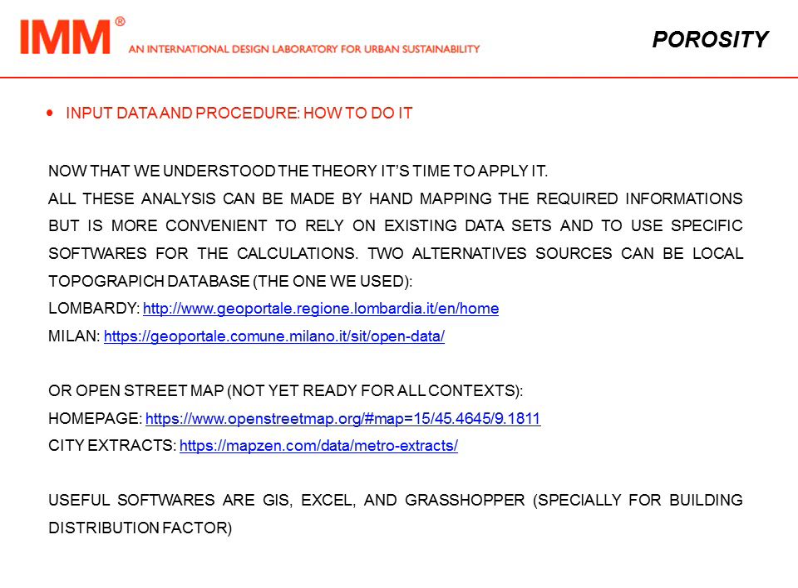The home page is openstreetmap.org, and another link that you can directly follow from this home page is city extracts, called mapzen.com/data/metro extracts. It allows you to get already some cuts of different cities around the world. Useful software are GIS, Excel, and Grasshopper, especially for building distribution factor calculation.